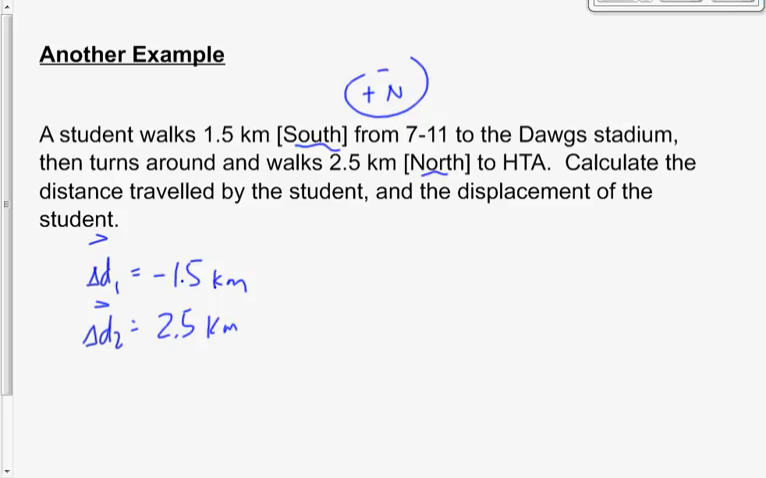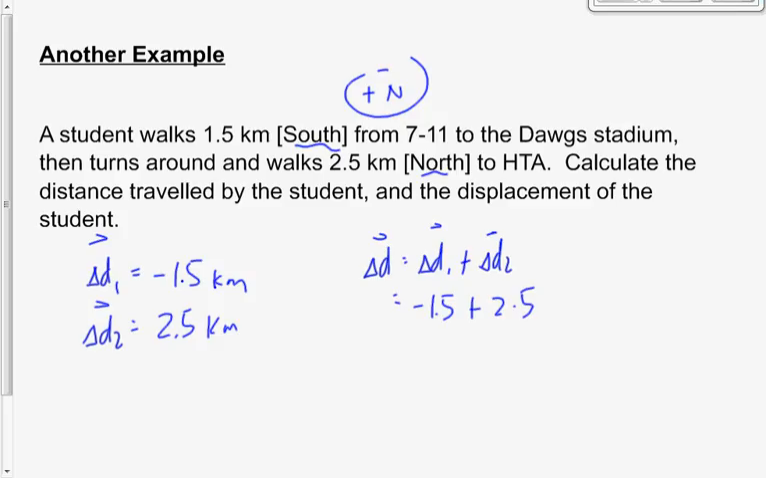This one's a bit different. We want to find the distance and the displacement this time. Let's worry about the displacement first, okay? What do we got to do? Add or subtract? Ethan? We're going to add them this time, right? If we're given positions, we subtract. If we're given displacements, we add. So let's say displacement is going to be delta D1 plus delta D2, it's going to be negative 1.5 plus 2.5.